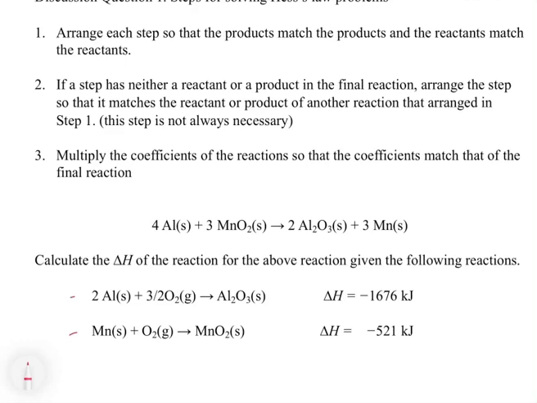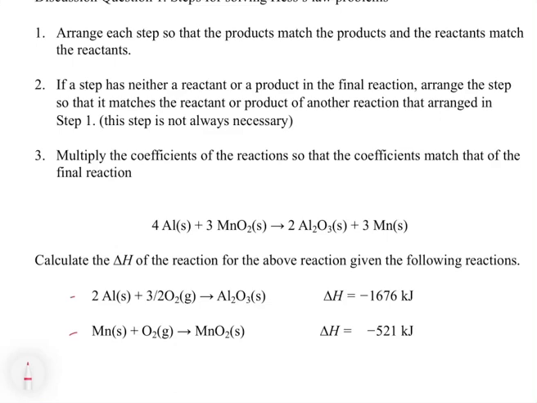If a step has neither a product or a reactant in the final reaction, arrange the step so that it matches the reactant or product of another reaction arranged in step 1. So this step is not always necessary, but basically you may get, let's say, 3 or 4 reactions, and one reaction has nothing that's in the reaction that you're interested in. It's all basically what we call intermediates.